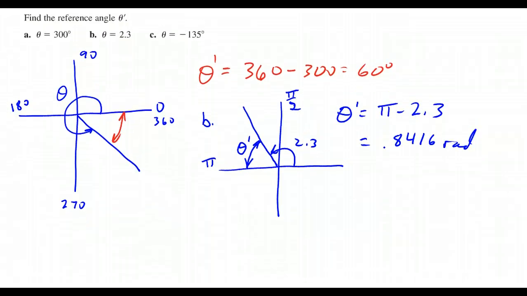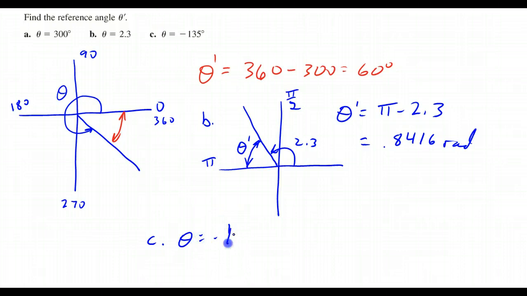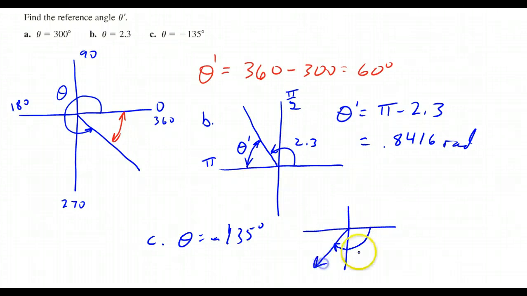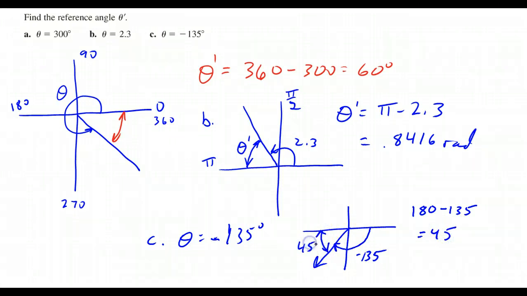All right, and the last one is C. So here theta is negative 135 degrees. Since it's negative, we're going to go in a clockwise direction, and we're going to end up in the quadrant down here. Okay, so I am going to go 180 minus 135, which is going to give me 45 degrees. Okay, that's the reference angle for negative 135.